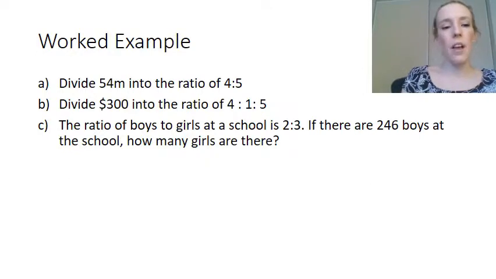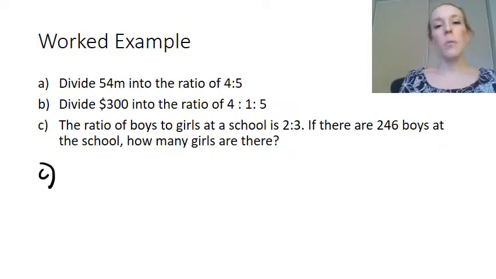Okay, I'll clear that. So for C, this is one of the ones where we're given part of the ratio, we need to find the whole. Not the whole, the other part, sorry. So the ratio of boys to girls at a school is 2 to 3. If there are 246 boys at the school, how many girls are there?